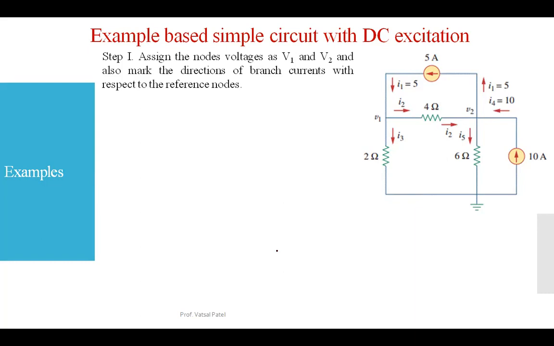Now, step number 2, we can apply the KCL at node number 1 and node number 2. When we apply the KCL at node number 1, you can see here that the current I1 is injecting towards the node, and I2 and I3 have current direction away from the node. So you can write I1 is equal to I2 plus I3. This is how we apply the KCL at node number 1.